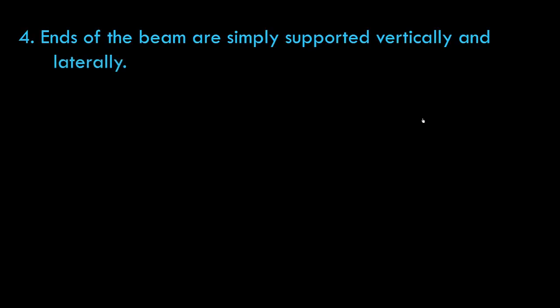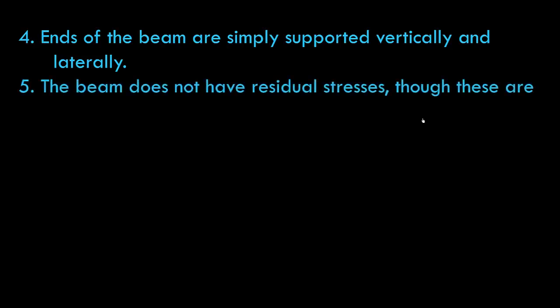Some more assumptions get violated. For example, the ends of the beam are assumed simply supported vertically as well as laterally. We can't always have simple supports in the vertical and lateral directions. The beam is assumed not to have residual stresses, though these are invariably there. So we have residual stresses inside the beam, and basically we are ignoring this in the theory for lateral torsional buckling.